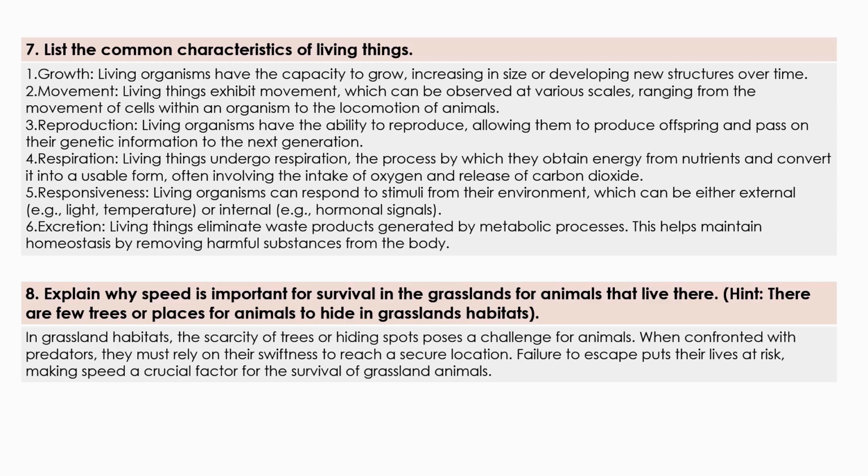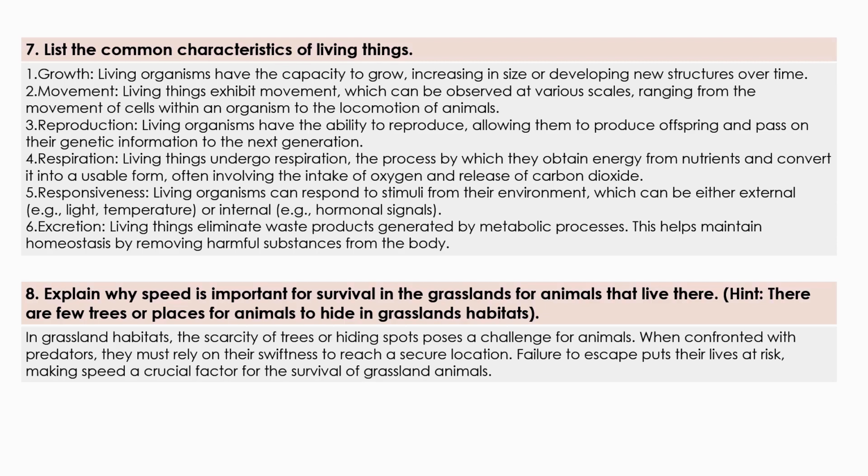Number 4 is respiration. Living things undergo respiration, the process by which they obtain energy from nutrients and convert them into usable form, often involving the intake of oxygen and release of carbon dioxide. Number 5, responsiveness. Living organisms can respond to stimuli from their environment, which can be either external or internal. Number 6, excretion. Living things eliminate waste products generated by metabolic processes. This helps maintain homeostasis by removing harmful substances from the body.